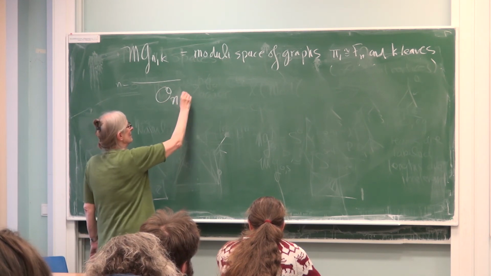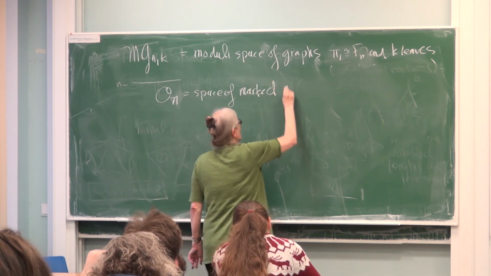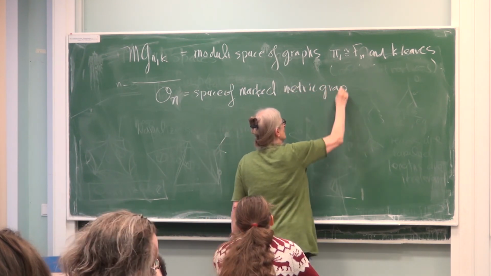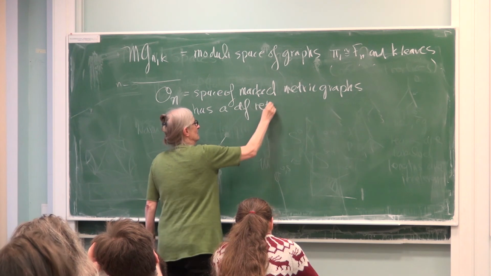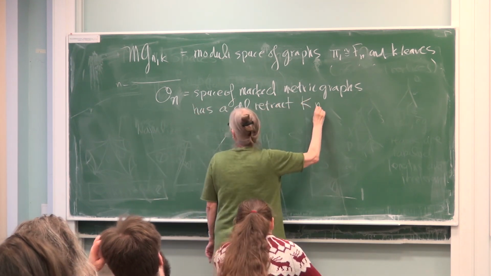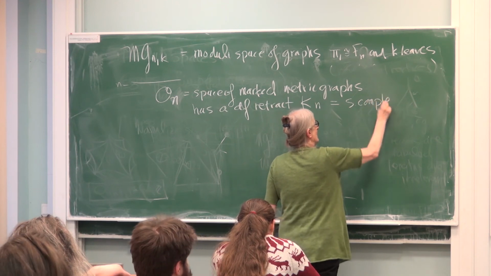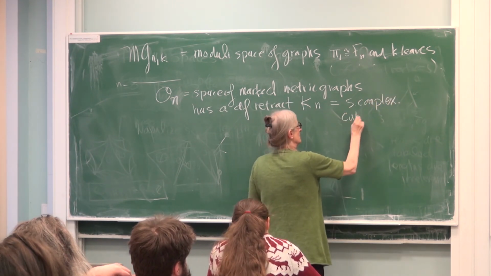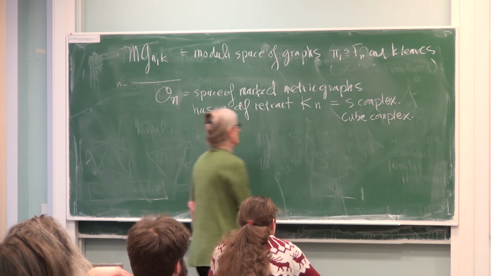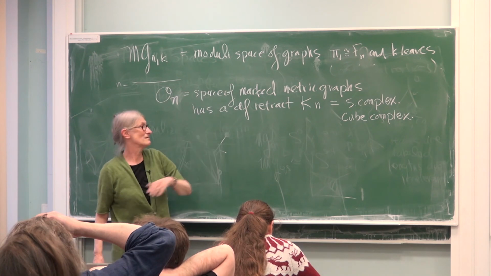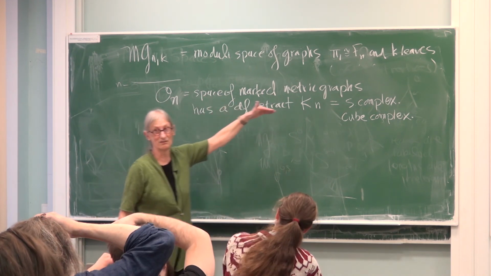And I'm going to do this by saying the space of marked metric graphs has a deformation retract Kn, which is a simplicial complex. Actually, it's a cube complex. The simplices arrange themselves into cubes. And I can actually use this space just as well as all of outer space to study my group because it's still contractible. And actually, it's an equivariant deformation retract. It's still invariant under the group.